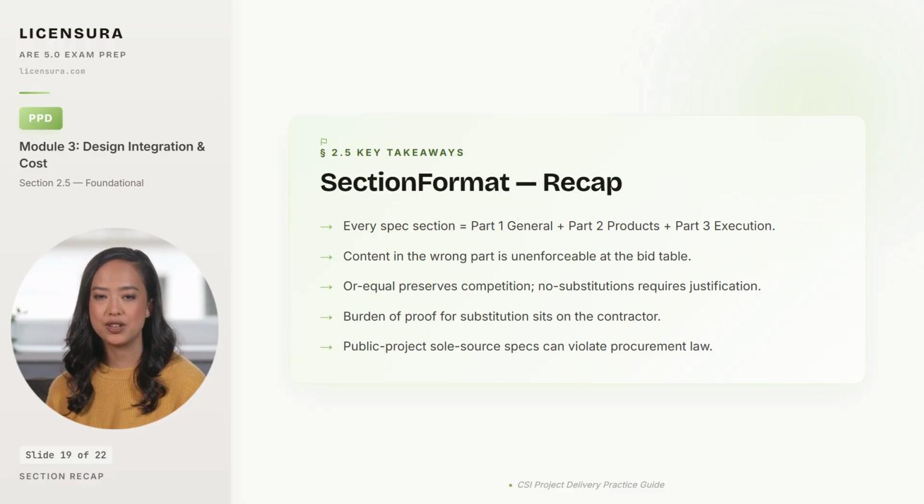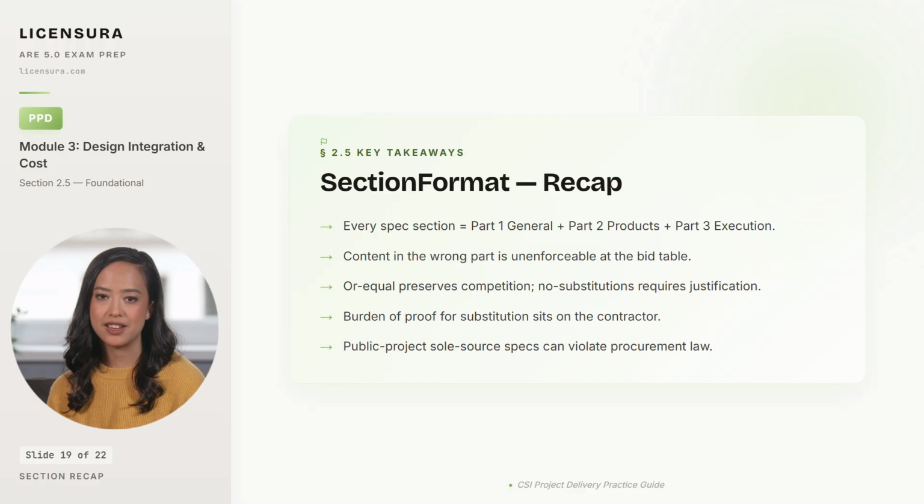Or equal language preserves competition and protects the architect from restraint of trade claims. No substitutions language requires documented justification, especially on public projects, or the architect's firm faces a bid protest action by a losing bidder for restricting competition. The burden of proof for any proposed substitution sits on the contractor, not on the architect. The contractor must demonstrate equivalence in performance, durability, and design intent, and the architect is fully within their rights to reject a substitute that does not meet the standard with a written rationale.